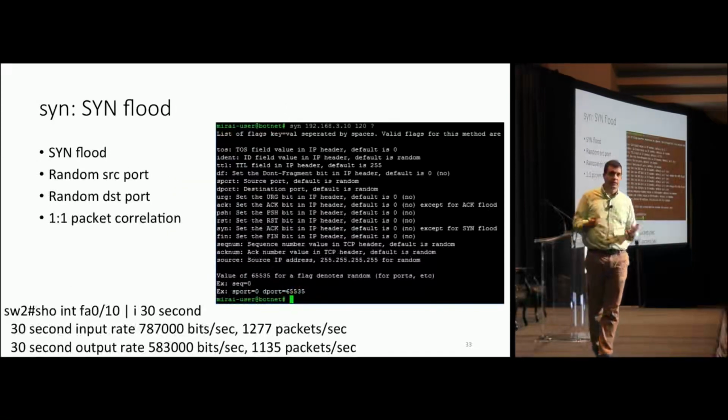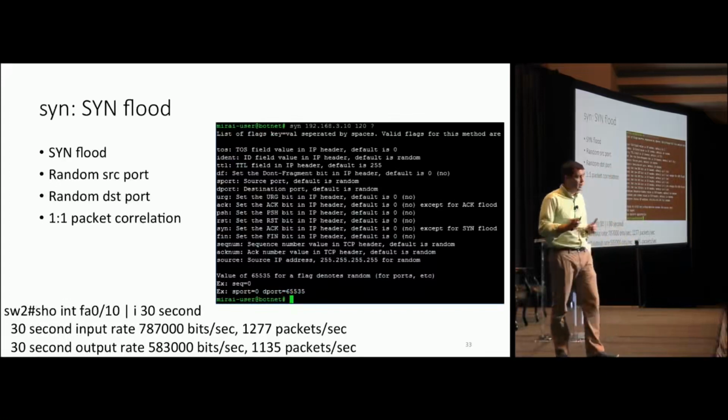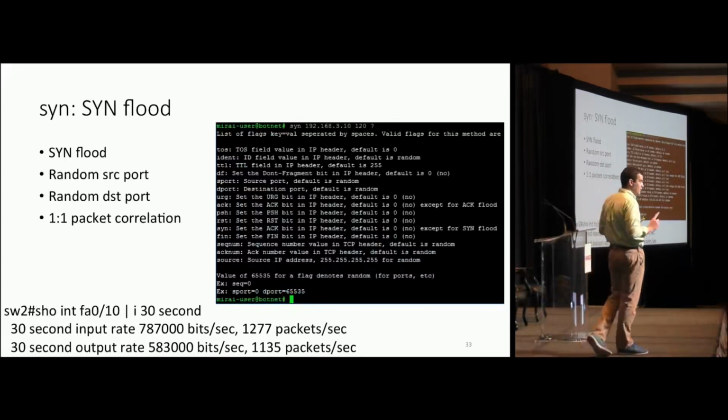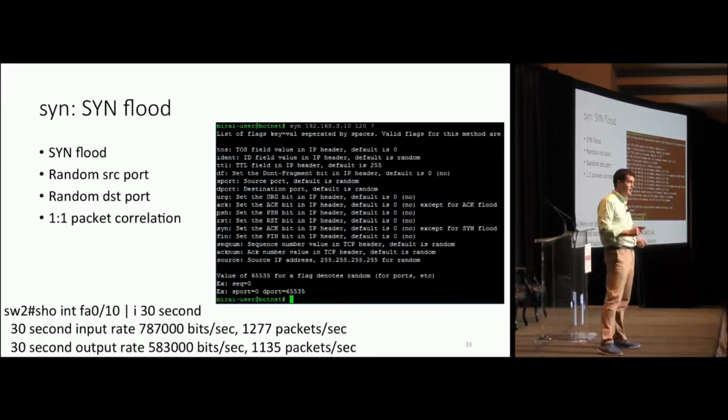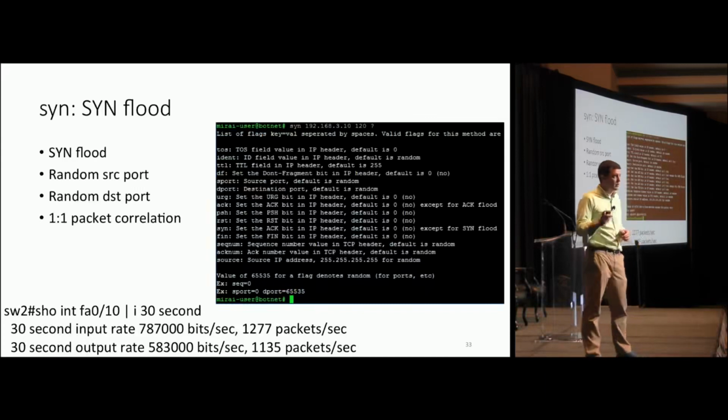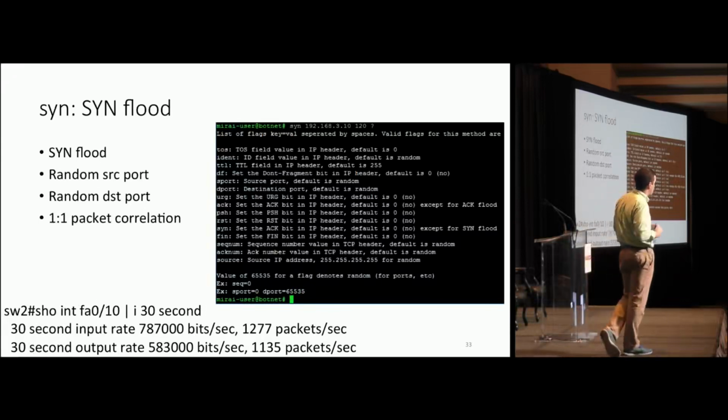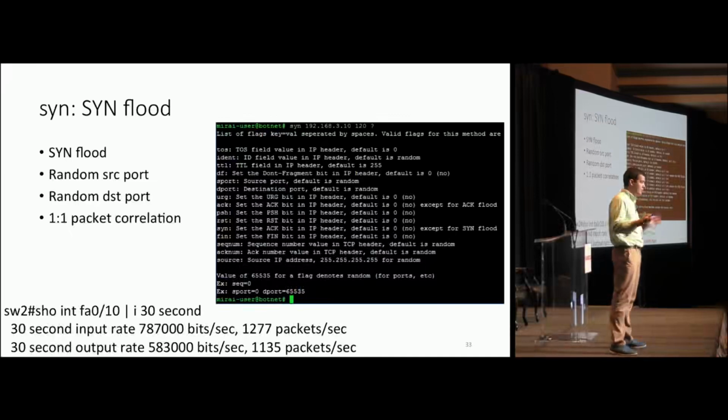Here's a SYN flood. It's, again, random source port, random destination port. A pretty nice one-to-one correlation between the SYNs that are sent and the ACKs that are returned. 787 kilobits per second. We've got a pretty good rate of traffic coming back as well. Now remember, when these are live production, these are going to be maybe 40,000, 100,000 bots, so real IP addresses doing these, and the target that is being attacked is going to be responding to all of those random real IP addresses.